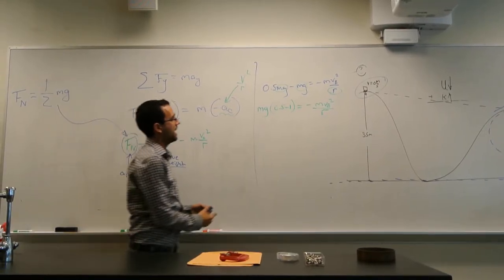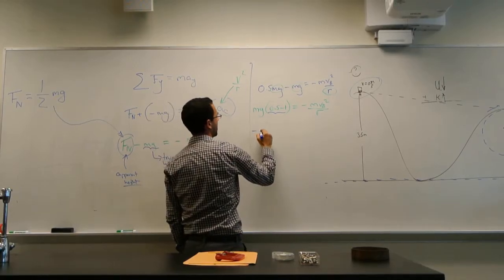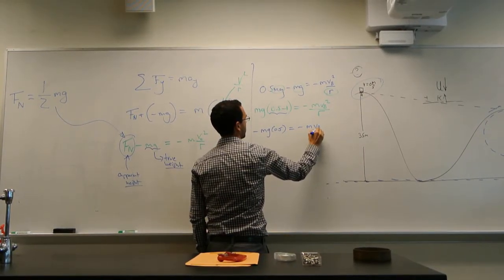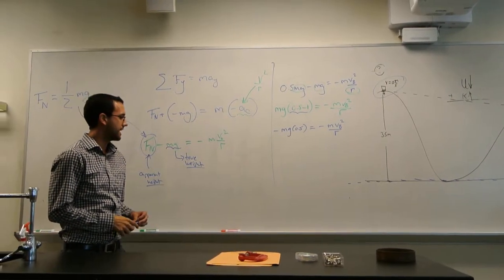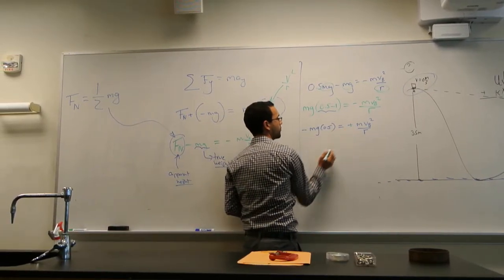Now, 0.5 minus 1, that's negative 0.5, right? So we're going to have negative mg times 0.5 is equal to negative mvb squared over the radius. Now, first off, what happens to the negative signs? Cancel. They cancel. Very good. And one more thing cancels.